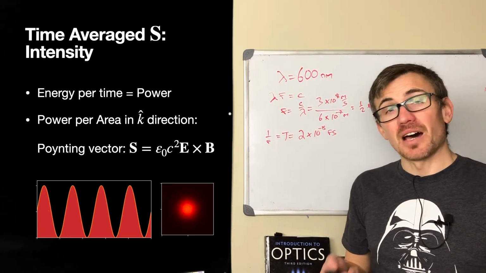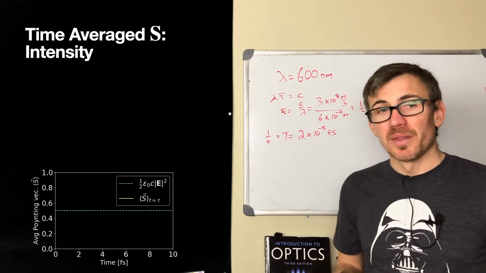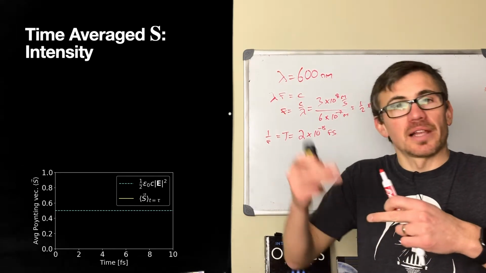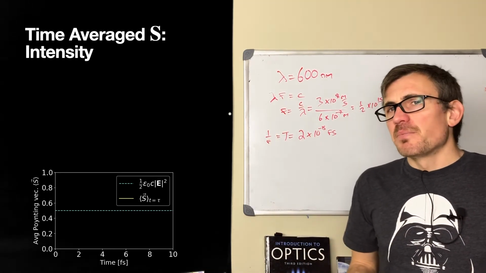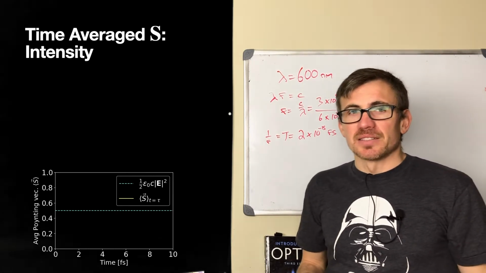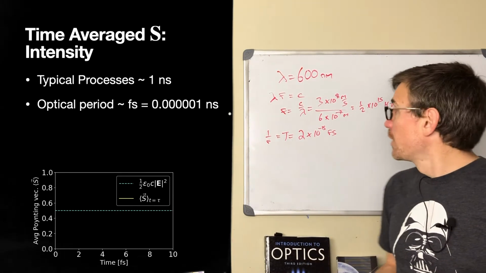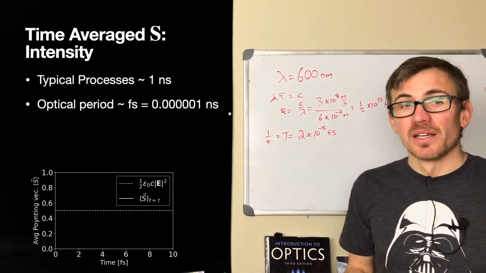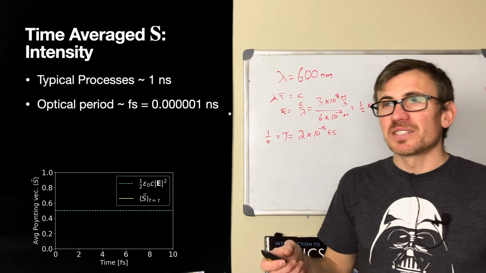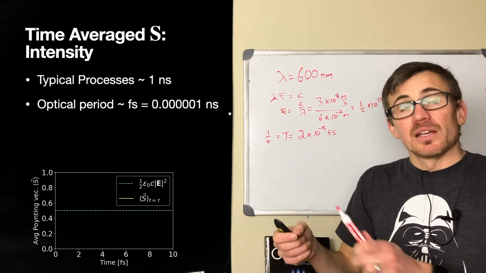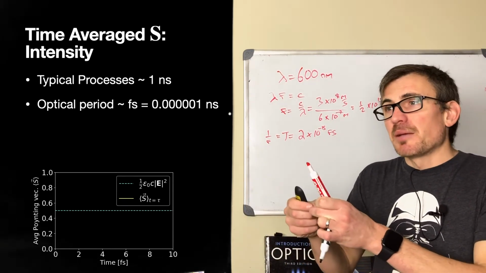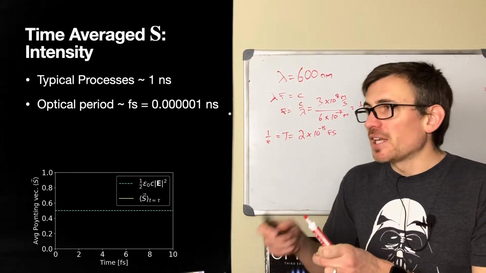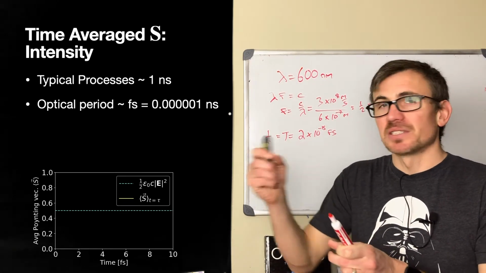So what we really care about is a time-averaged pointing vector. Okay, why? Well, let's look at that. A typical process, a chemical reaction, or the change of an electron orbital, is on the order of maybe picoseconds, but more like nanoseconds. The optical period, as we just found, is a millionth of a nanosecond, roughly. So a femtosecond is just like a flicker of time. Putting it conversely, even very fast processes in nature happen over many, many optical cycles, millions of pulses of this light, right?